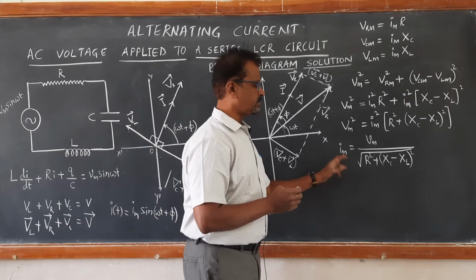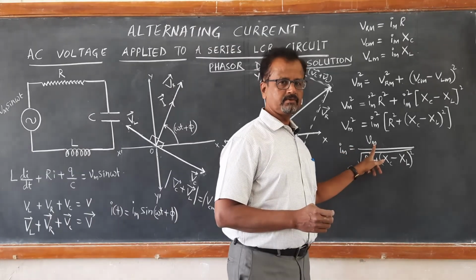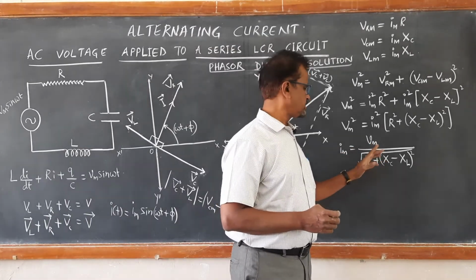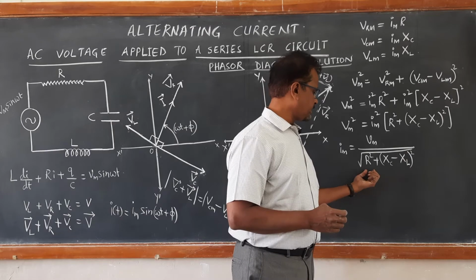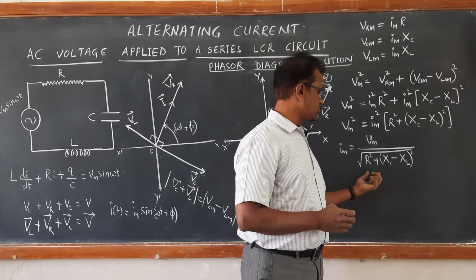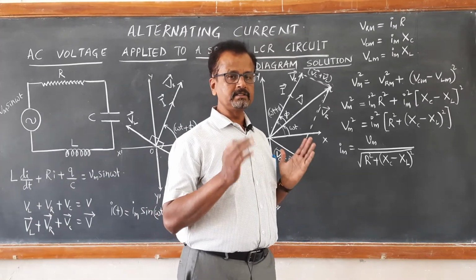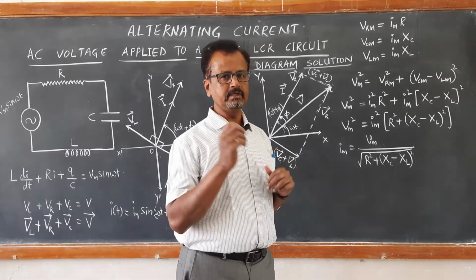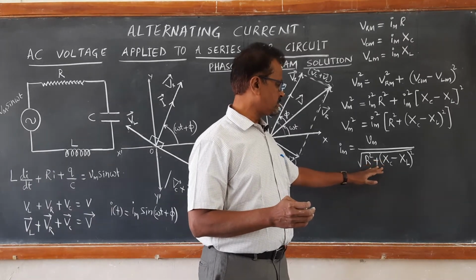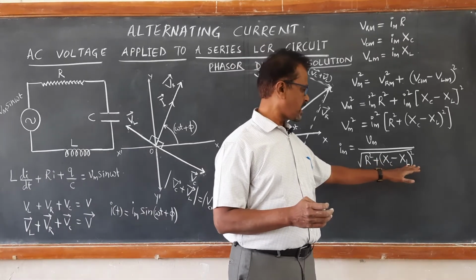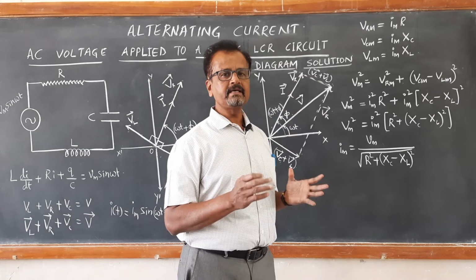The peak value of current flowing in the LCR circuit is equal to the peak value of the source voltage divided by the square root of R square plus XC minus XL whole square. Again, this square root of R square plus XC minus XL square plays the same role as is played by a resistor in a resistor circuit connected to AC voltage, and it is the sum of all the effects of resistance, capacitive reactance and inductive reactance. Together this effect is called impedance.